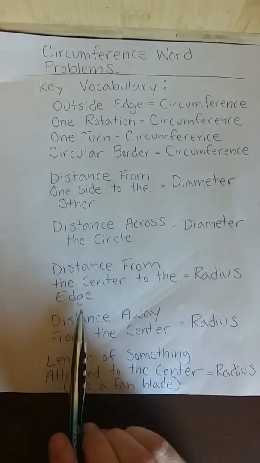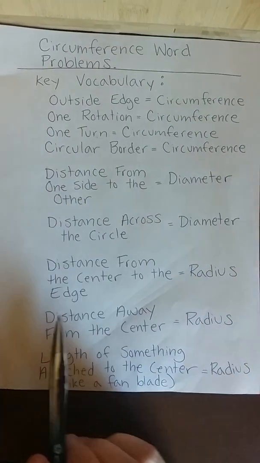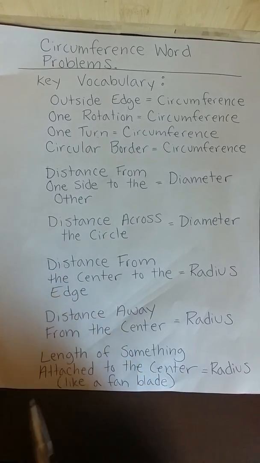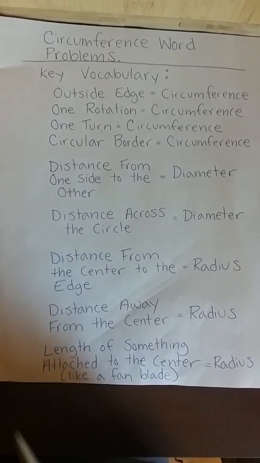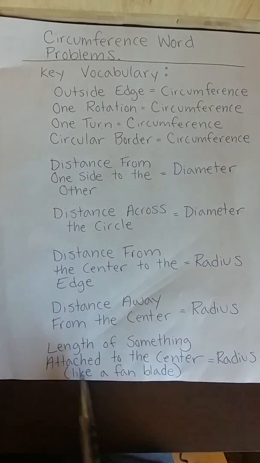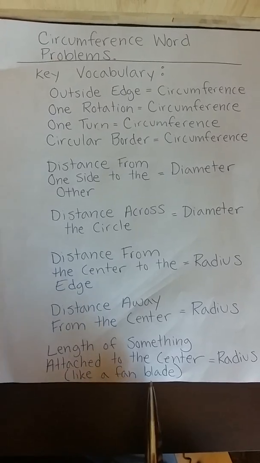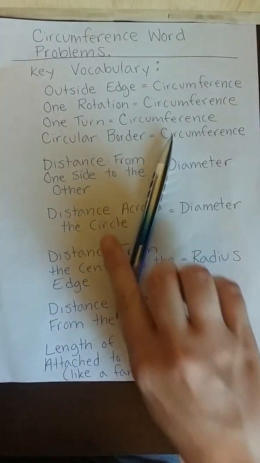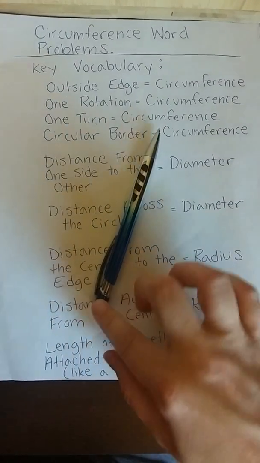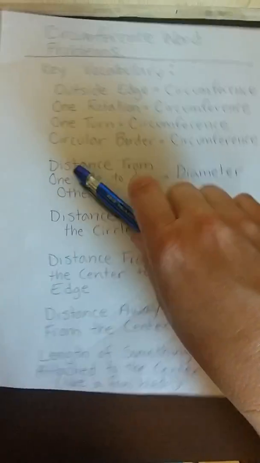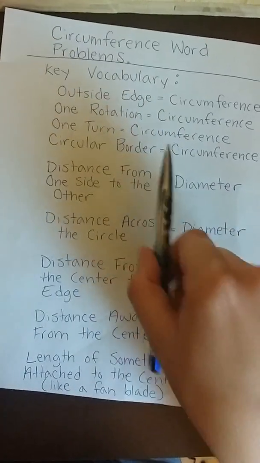Distance from the center to the edge is the radius. The distance away from the center, so how far something is from the center of the circle, is the radius. And the length of something attached to the center is the radius, like a fan blade. When something's attached to the center, then it is a radius from where it's attached. So if this pen were attached right here, the tip of the pen would be the radius of the circle made by spinning the pen.